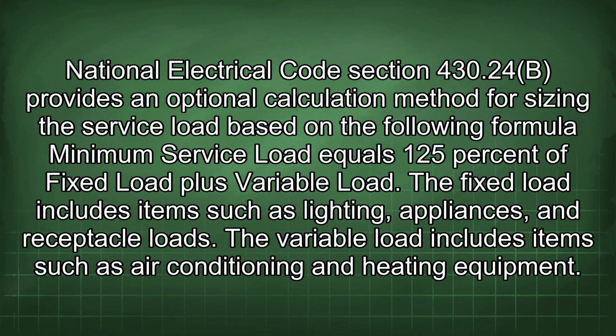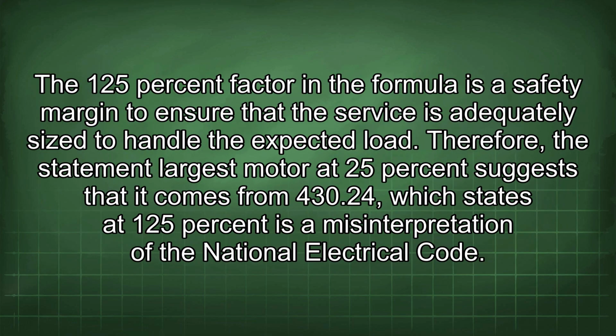National Electrical Code Section 430.24b provides an optional calculation method for sizing the service load based on the following formula: minimum service load equals 125% of fixed load plus variable load. The fixed load includes items such as lighting, appliances, and receptacle loads. The variable load includes items such as air conditioning and heating equipment. The 125% factor in the formula is a safety margin to ensure that the service is adequately sized to handle the expected load.